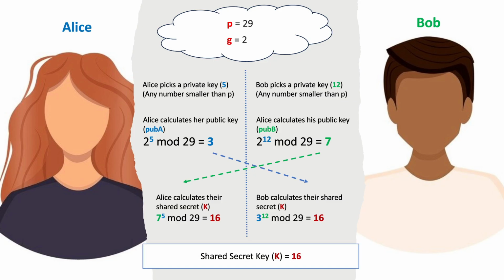That could then be used as a symmetric key to encrypt large amounts of data, for example. It could be anything. It's a really, really interesting, really cool algorithm. Try it yourselves with other numbers, see how it works. But yeah, there you have it.